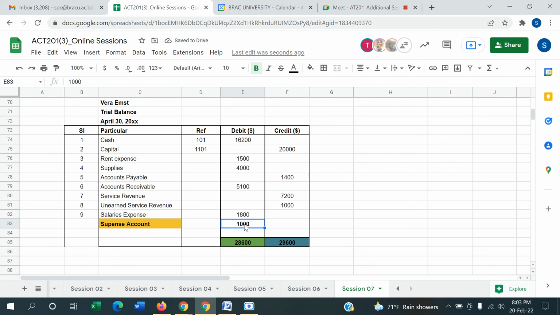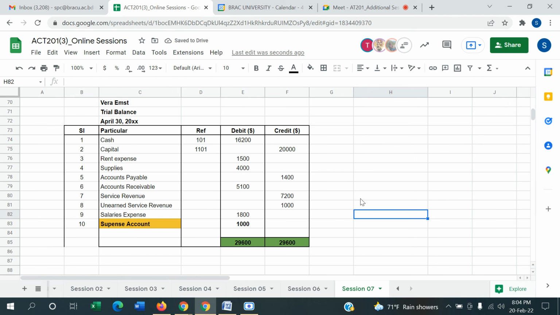If the debit side is lower, we'll record the suspense balance to the debit side. If the credit side is lower, then we'll record the suspense account balance to the credit side to equalize both sides. Now, if we add this amount as a suspense account, we can see that both sides matched. That means we have equalized both sides. But how long can we retain the suspense account, or what does this suspense account mean?